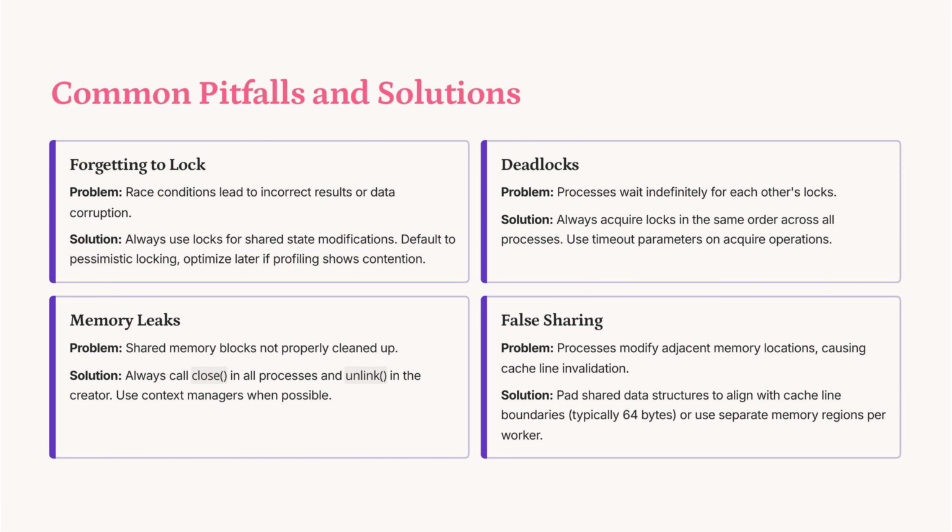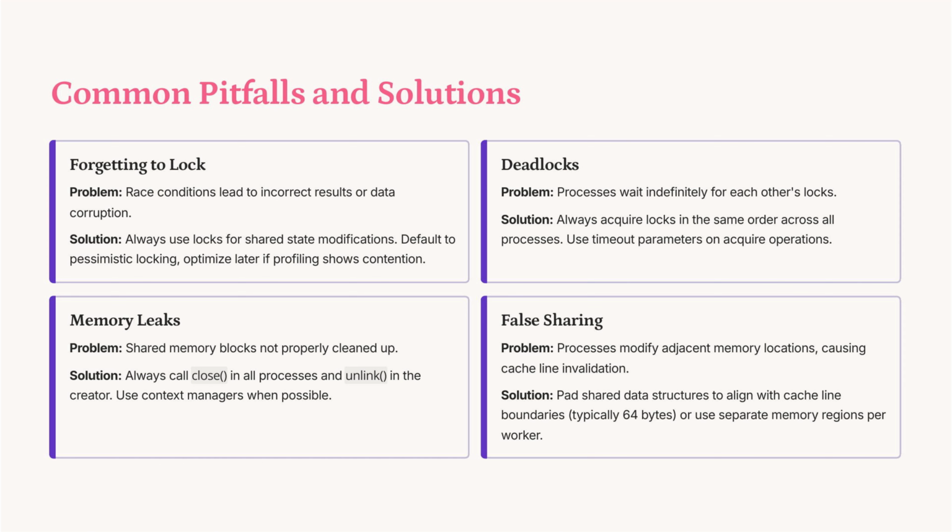reliability. Race conditions occur when locks are forgotten, leading to data corruption. Always use locks for shared state modifications. Deadlocks arise from processes waiting for each other's locks. Acquire locks in a consistent order and use timeouts. Prevent memory leaks by calling close and unlink.